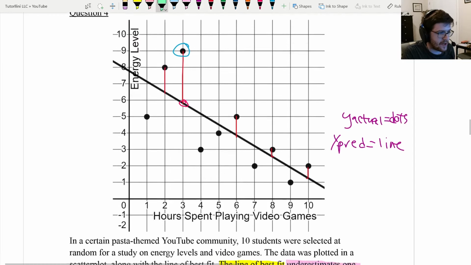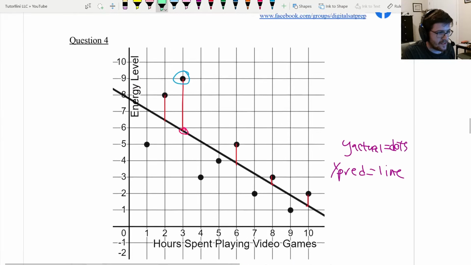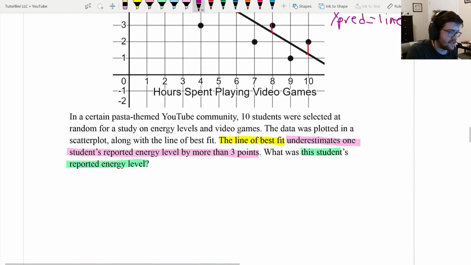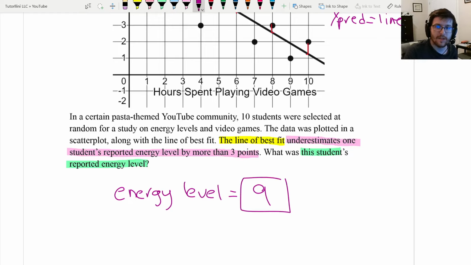Okay, so just be very careful. Does it want the y value or the x value? Well, it seems like energy level is on the y, so it wants the y value, which is 9. So his energy level was 9. And that is the answer.